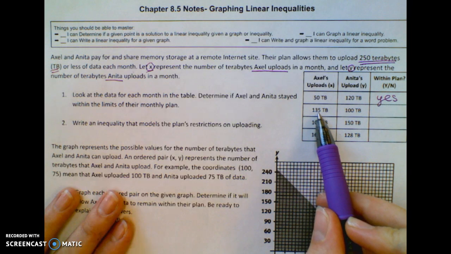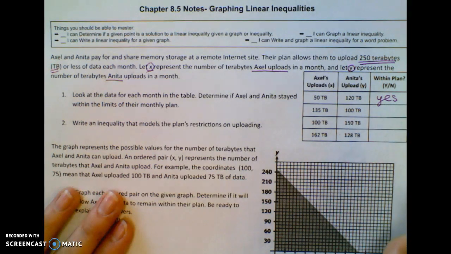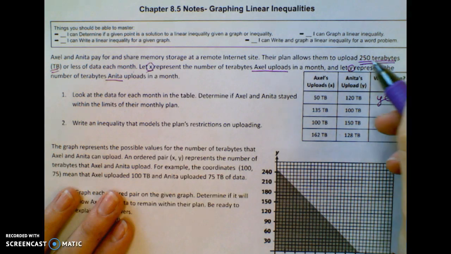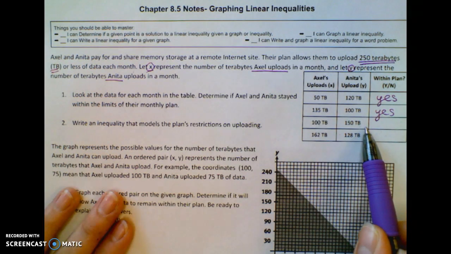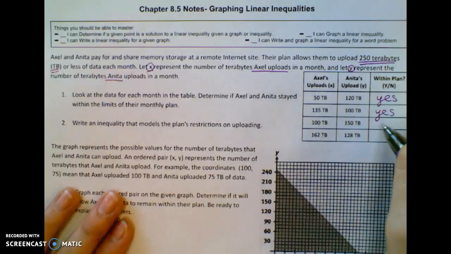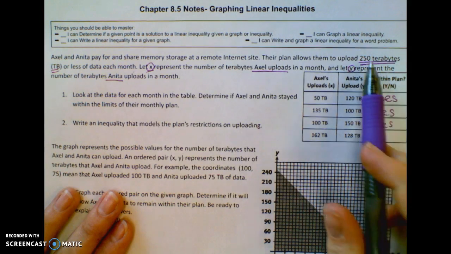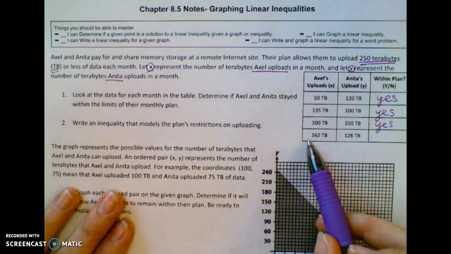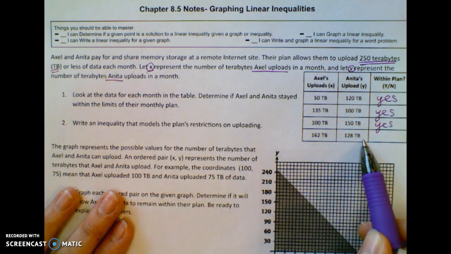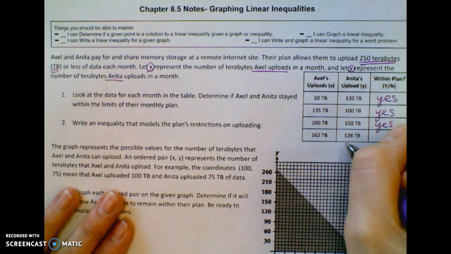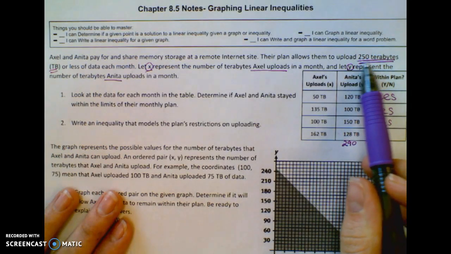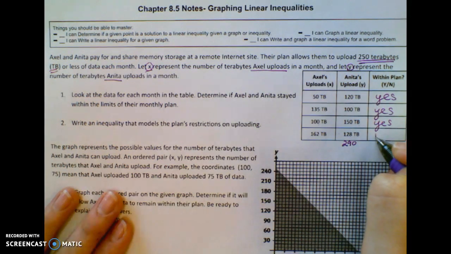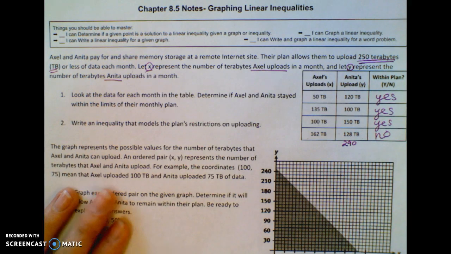Next, we have 135 terabytes and 100 terabytes. That gives us 235 terabytes. Is that less than or equal to 250? Yes, it is. Next, we have 100 terabytes and 150 terabytes. So that gives us 250 terabytes. Does that fit within our plan? Yes, it does. Any higher and it wouldn't fit, but that one does fit. And lastly, we've got 162 terabytes and 128 terabytes. Does that fit? Well, that gives us 290 terabytes. Does that fit into our plan? No, it does not. They can only upload up to 250. So the answer to that is no, it does not fit into our plan.